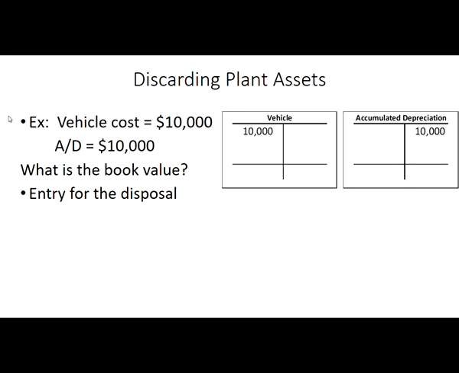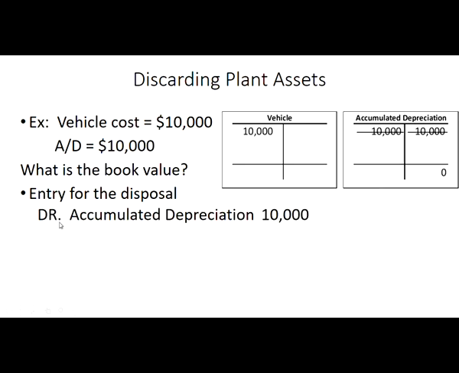Well, we get rid of it by just removing it from our books. Starting with accumulated depreciation, if we have a $10,000 credit balance in accumulated depreciation, what do we do to get rid of it? Well, we debit $10,000, taking our balance to zero, and that goes in our journal entry: debit accumulated depreciation $10,000.